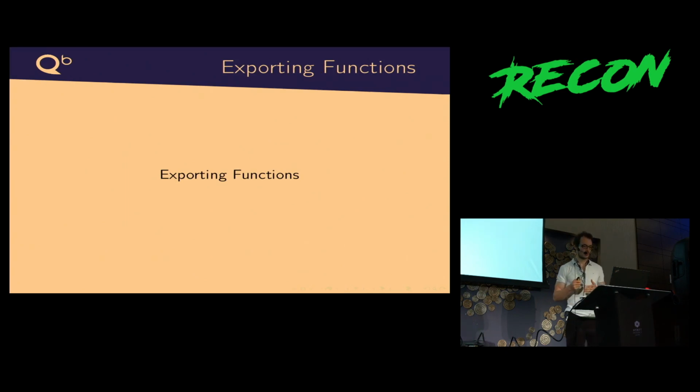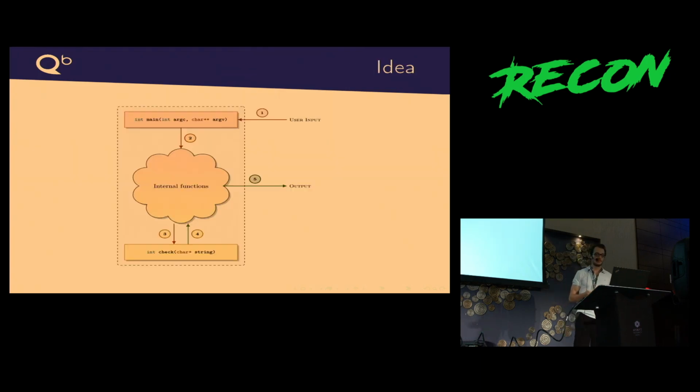Now I will move to another modification, which is the exportation of functions. Basically, you can have a program that takes some input from, for example, argv, and this input then goes through internal functions, a lot of internal functions or a very complicated condition. Then it goes to the check function, which is the function you are interested in and want to analyze. From this function, it returns some value again into internal functions, and then goes into the output that the user can handle.